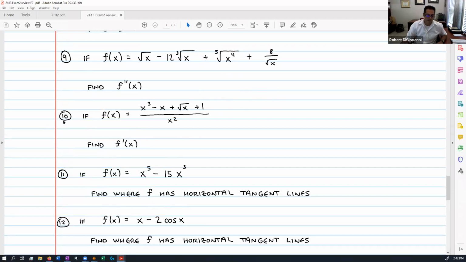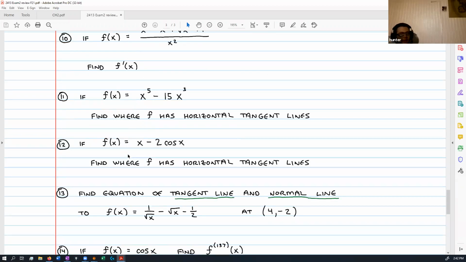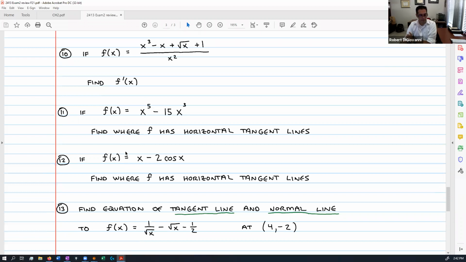Number 10 is very similar to a problem from the book. Yeah, I remember that one. So you just have to do some algebra before you actually do this derivative. That one in particular was why I asked you about multiplying it out versus using the power rule. Yeah, because I remembered seeing that one.